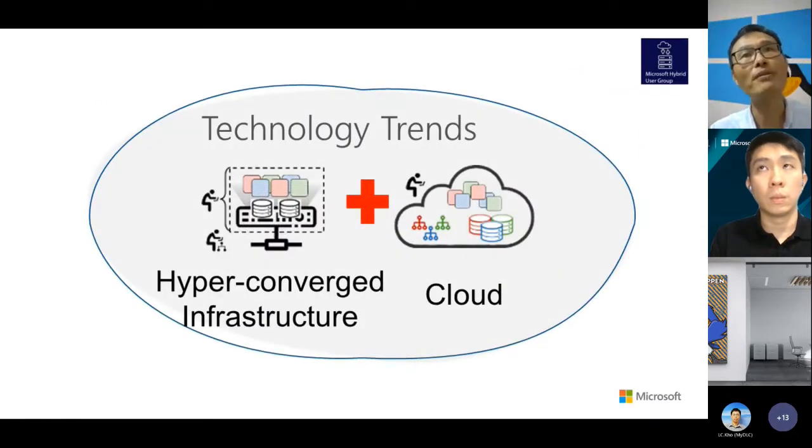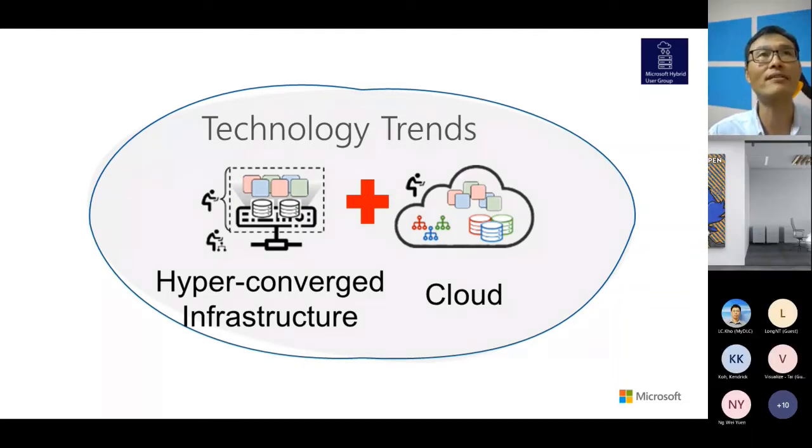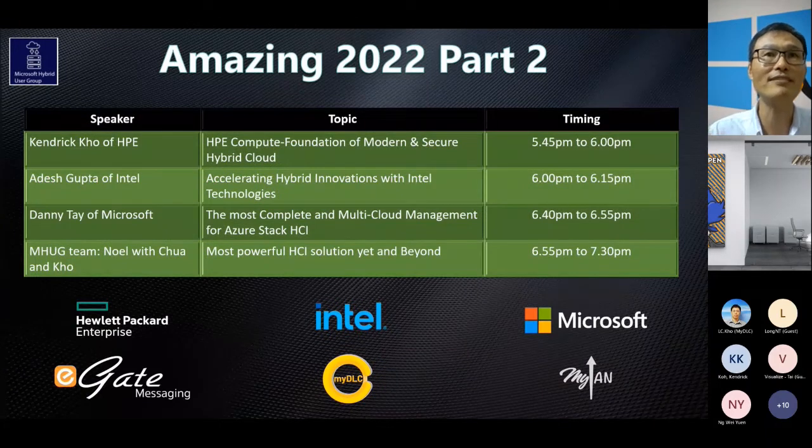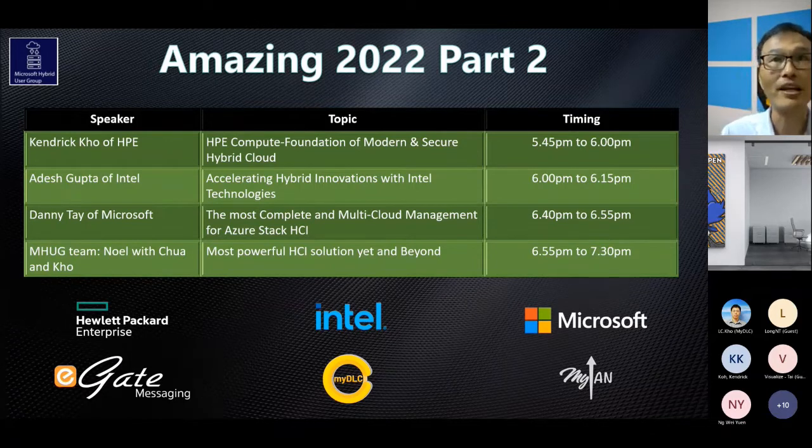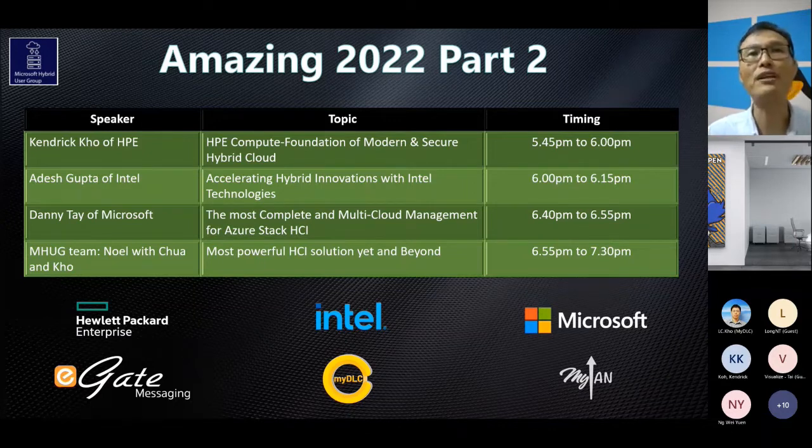Many of you probably know that the technology trend in the last 10 years or so has primarily been around hyper-converged infrastructure and cloud. So this session really truly illustrates that from an HP, Intel, and Microsoft perspective. These are our speaking agenda for today. Right after I finish these introductory pieces, I'm going to welcome Kendrick from HPE. He's going to take us through a topic around HPE compute and how that's driving hybrid cloud successes. And right after that, we will have Adesh from Intel, sharing, and I always like his sharing because it's very clear and insightful in terms of how technology actually empowers the solution.